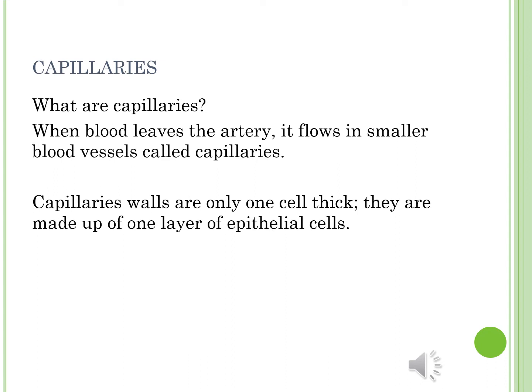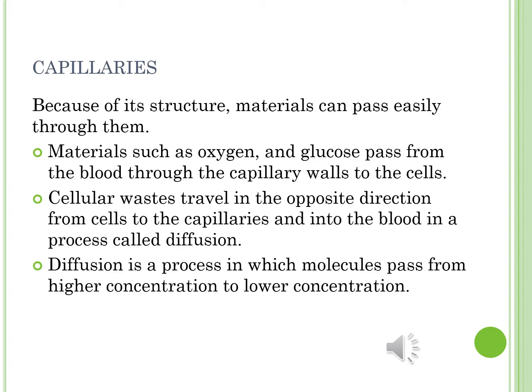What are capillaries? When blood leaves the artery, it flows in smaller blood vessels called the capillaries. The capillary walls are only 1 cell thick. They are made up of one layer of epithelial cells. Please look at figure 9, page 86 to see the structure of the capillary. Because of its structure, materials can pass easily from the capillaries to the cell. Such materials are oxygen and glucose.